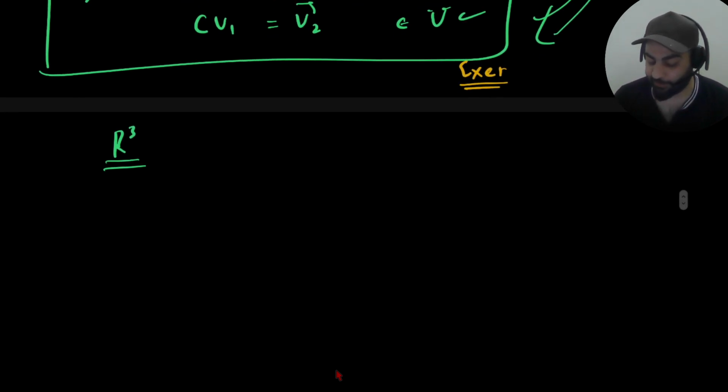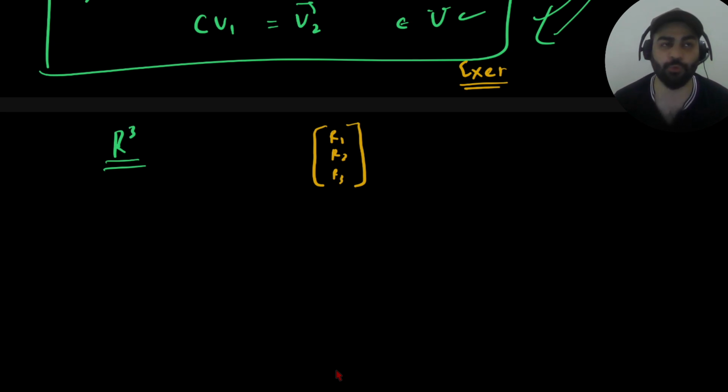So R3 basically means a vector in which we have real numbers: real number 1, real number 2, and real number 3. So this should be a vector space. Why? If you take any two such vectors and add them, it will give a vector having 3 components. So existence of inverse, everything is there.